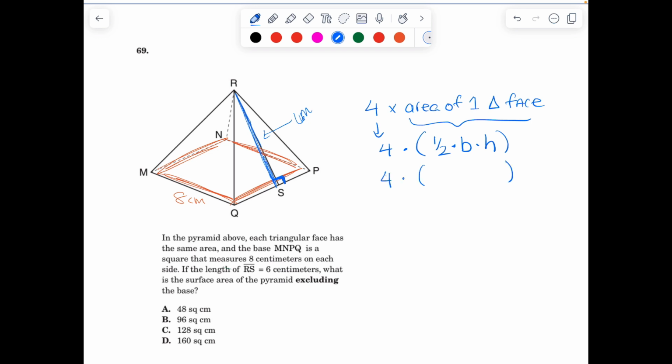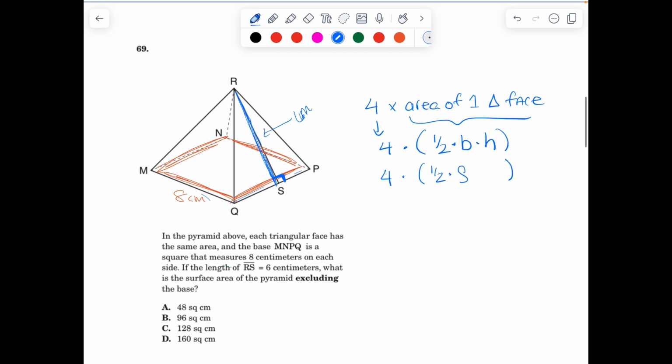So now I'm going to go ahead and substitute in the values I know. So 1/2 times the base of each of these triangles, which is part of the square base that the pyramid has. So that base is 8. The height is RS, that segment RS that formed the 90-degree angle with one of the bases. So that is 6. And now it's just a matter of correctly evaluating this.